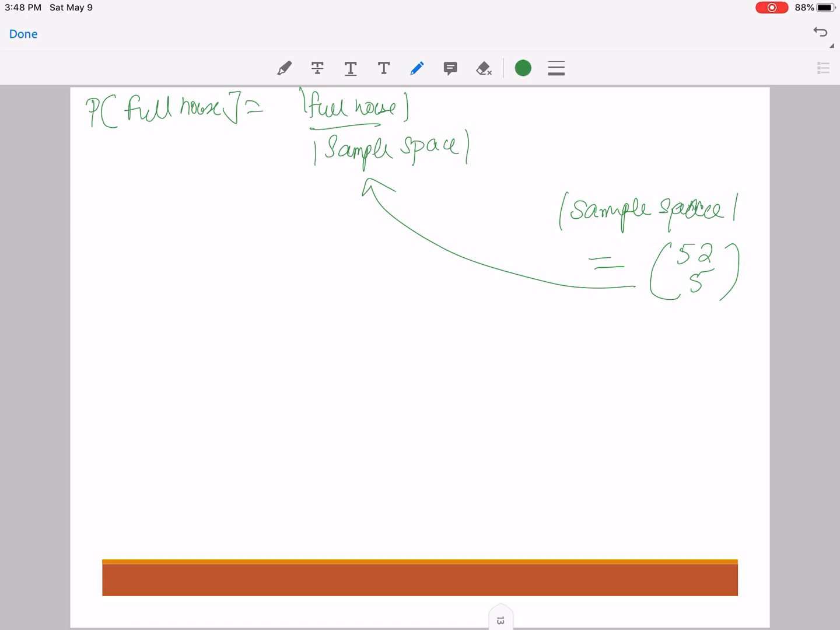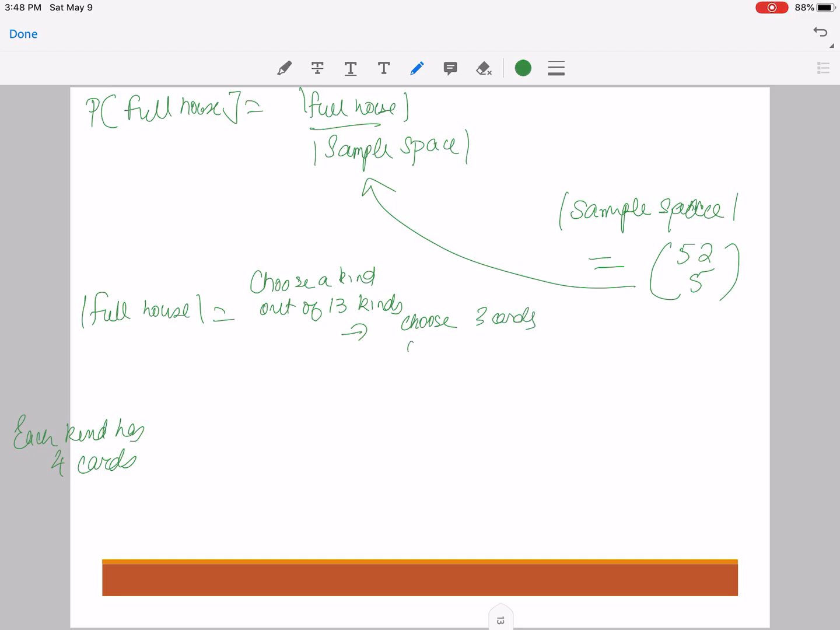Now, the tricky part is finding the cardinality of a full house. So to find the cardinality of the full house, I can consider it as a major experiment, which is composed of these sub-experiments. Choose a kind out of 13 kinds. Now remember, each kind has 4 cards. So choose a kind out of 13 kinds. Then after that, choose 3 cards out of 4 from that kind.